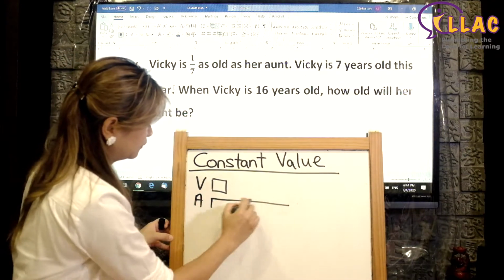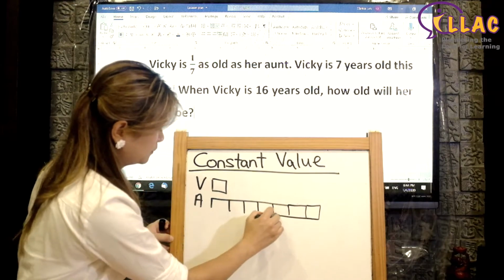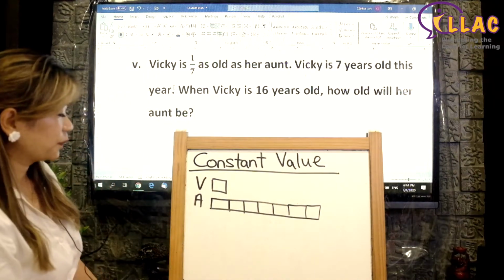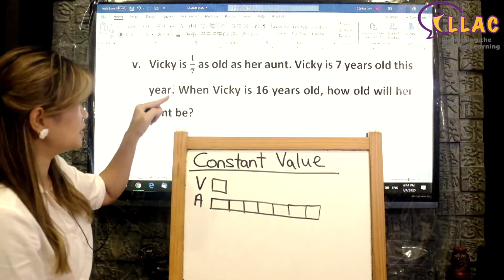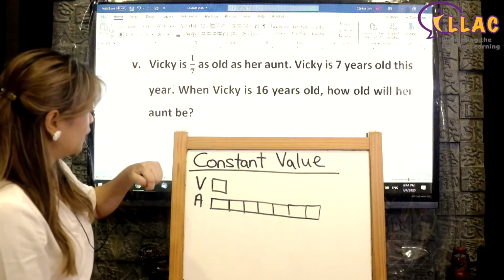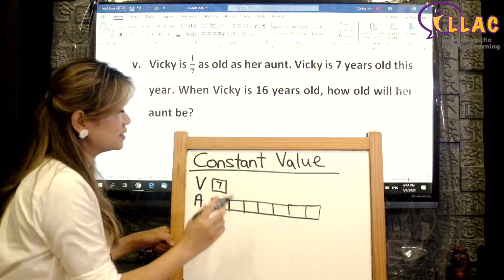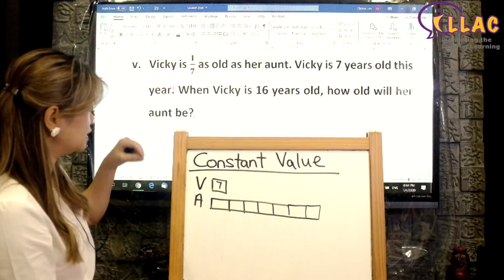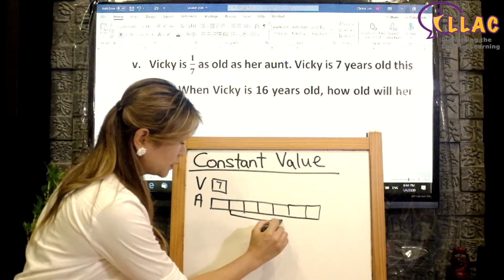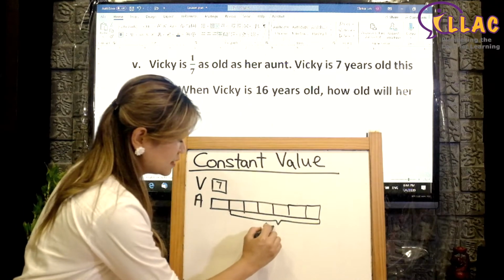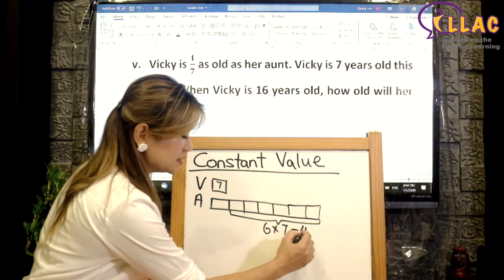1, 2, 3, 4, 5, 6, 7. Okay, so this is 7 units for the aunt. Vicky is 1. Vicky is 7 years old this year. Okay, so this unit is 7 because she is 7 years old this year. So this tells you that this will then be 6 times 7 because there's 6 units, each unit is 7, and this is 42.